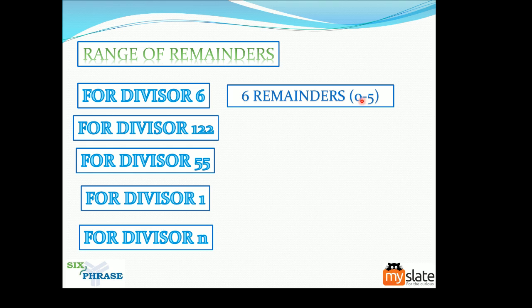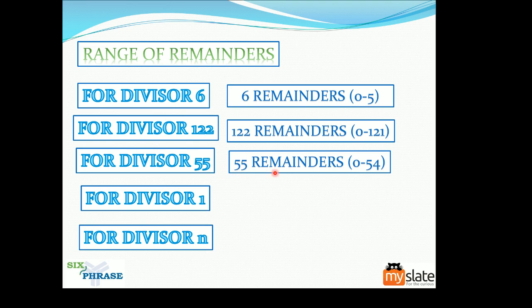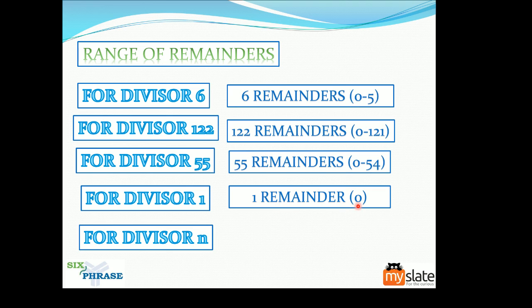Next, for 122, there will be 122 possible remainders. It starts from 0 and goes to 121. For divisor 55, again you will have 55 remainders. It starts from 0 and goes up until 54. And for the divisor 1, you will have one remainder, and it is 0 and only 0.